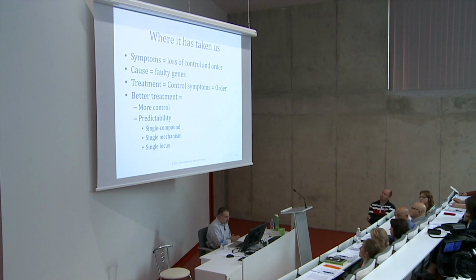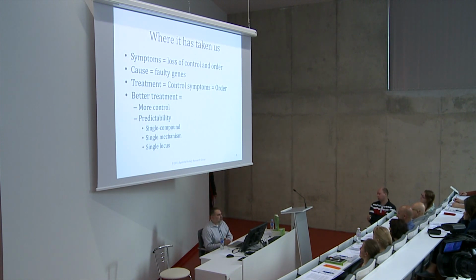And the cause is now attributed to faulty genes, because we say a gene makes a protein, and a protein does something in a cell, and the body is just a collection of trillions of cells. So if you have a disease, somewhere along the line there is a genetic problem, and therefore, if you don't have control, you have to reestablish control.